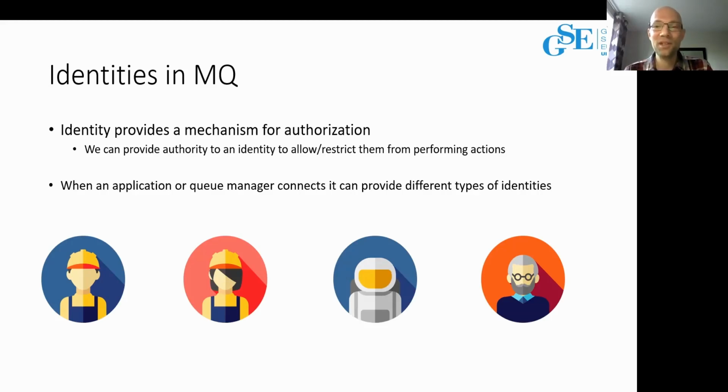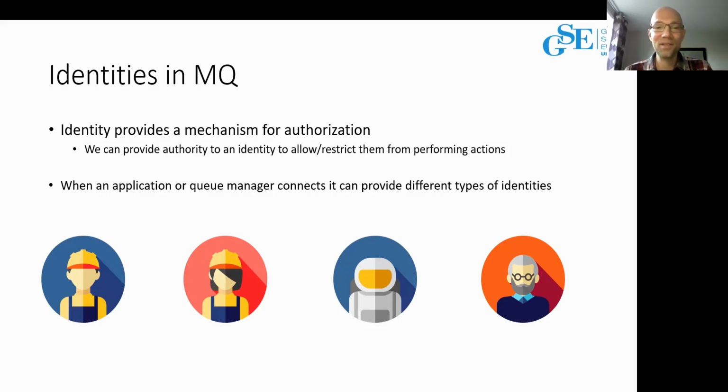Once we can identify who is connecting into the queue manager, that later on will give us a way to authorize what that application is able to do. Or I should have said connection, what that connection is able to do, because there might be an application or a queue manager that's connecting in.